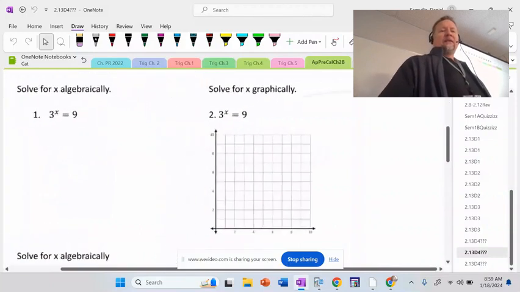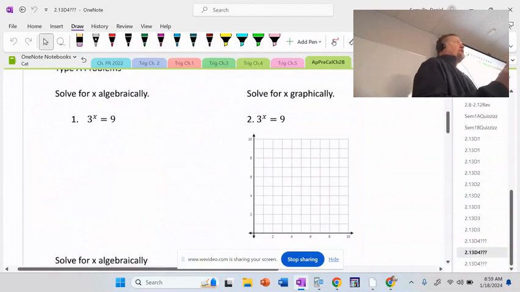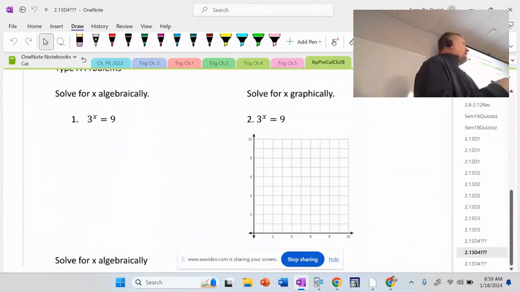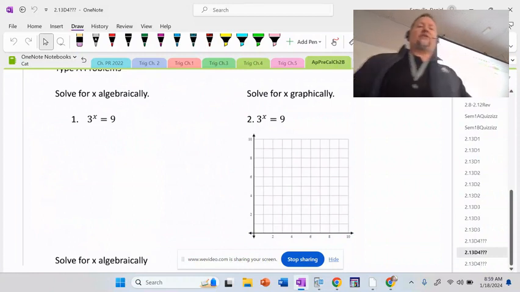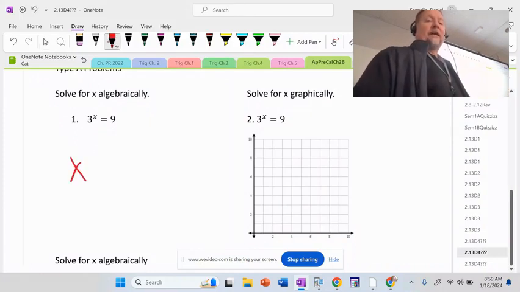Actually, nice little connection here, I guess. So just pay attention here to the relationship between solving an equation and the graph. We will jump to the graphing calculator, but this first one's actually pretty easy. What is the answer, by the way? 3 to what power equals 9?